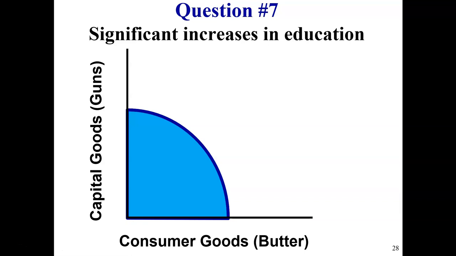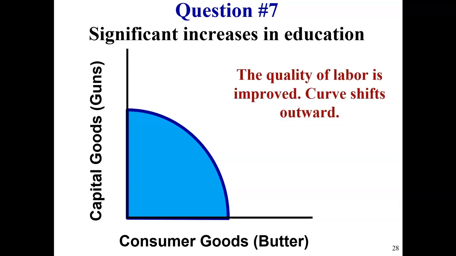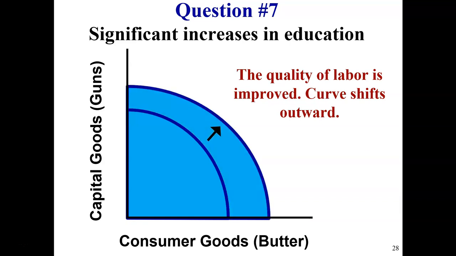Significant increases in education. So the quality of labor would be improved. Your workers would be able to do things better, faster, quicker, more productive. So the curve would shift outward.